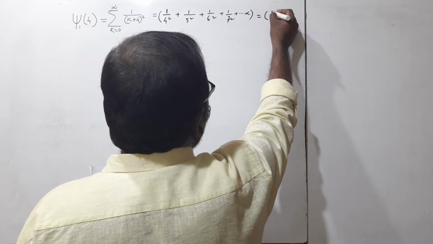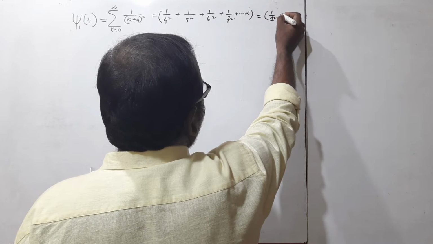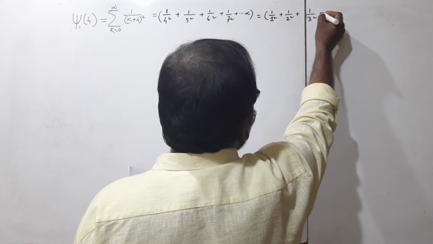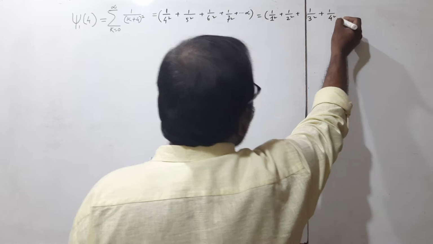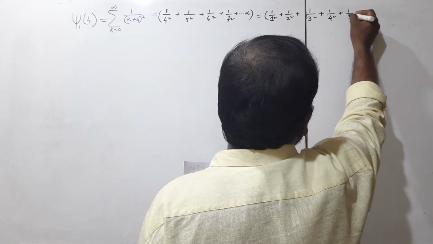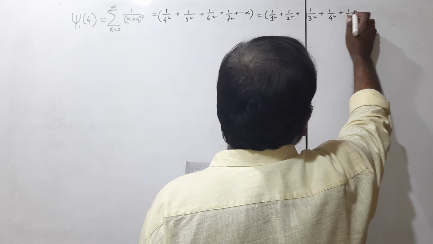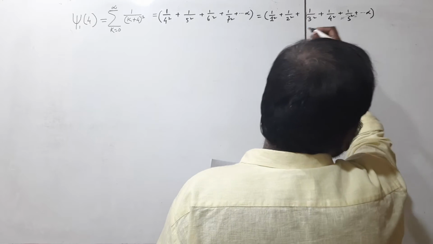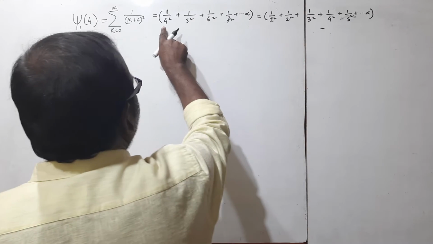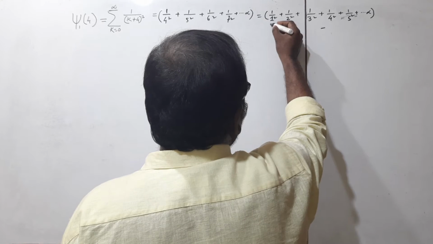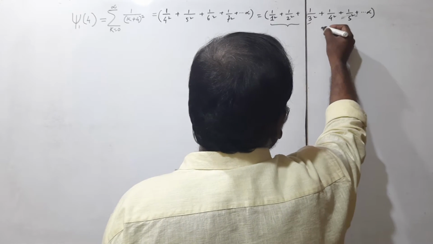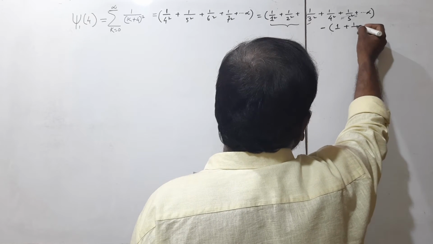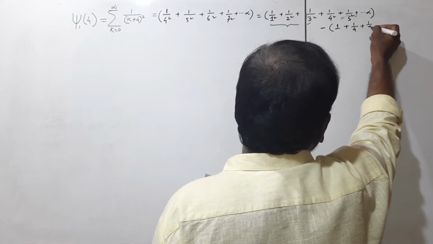We want to get a series, so this is 1 square, this is 1 by 2 square, this is 1 by 3 square, this is 1 by 4 square, and this is 1 by 5 square, and so on, minus the terms which start from 4. So these 3 terms are added, so we subtract them: this is 1, this is plus 1 by 4, and this is 1 over 9.